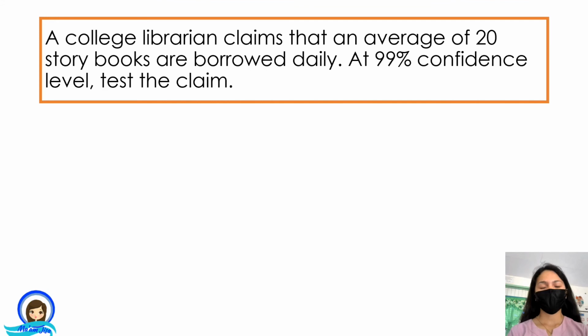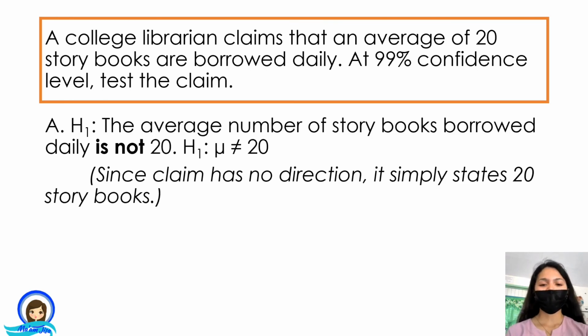So let us proceed to the second problem. A college librarian claims that an average of 20 storybooks are borrowed daily. At 99% confidence level, test the claim. So in this problem, the alternative hypothesis is the average number of storybooks borrowed daily is not 20. H1: mu is not equal to 20.